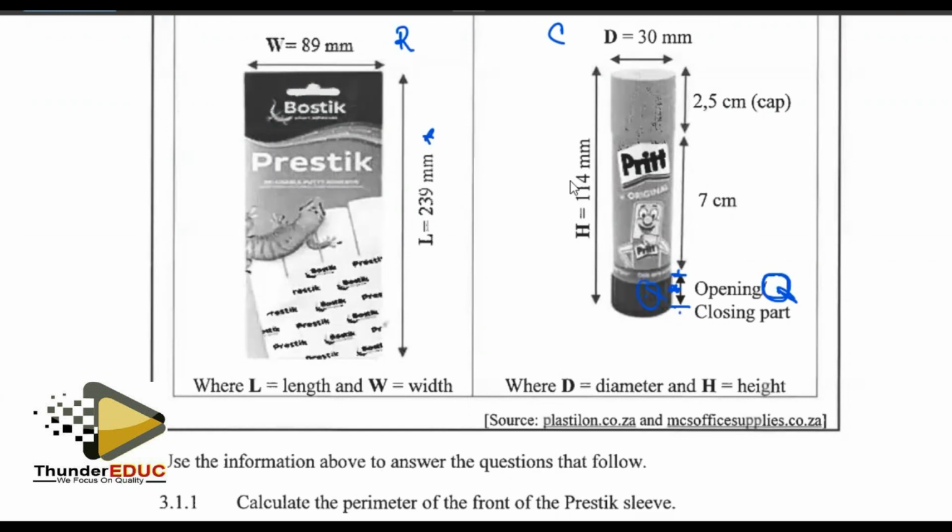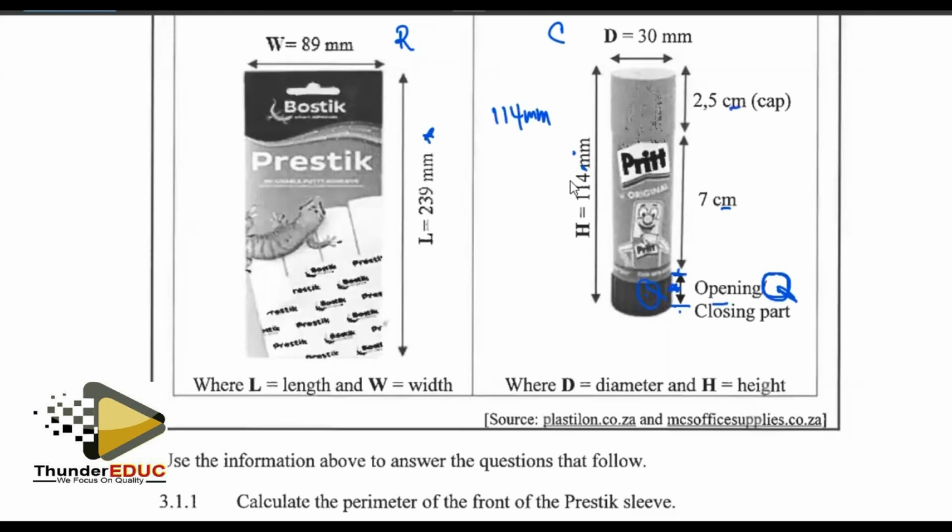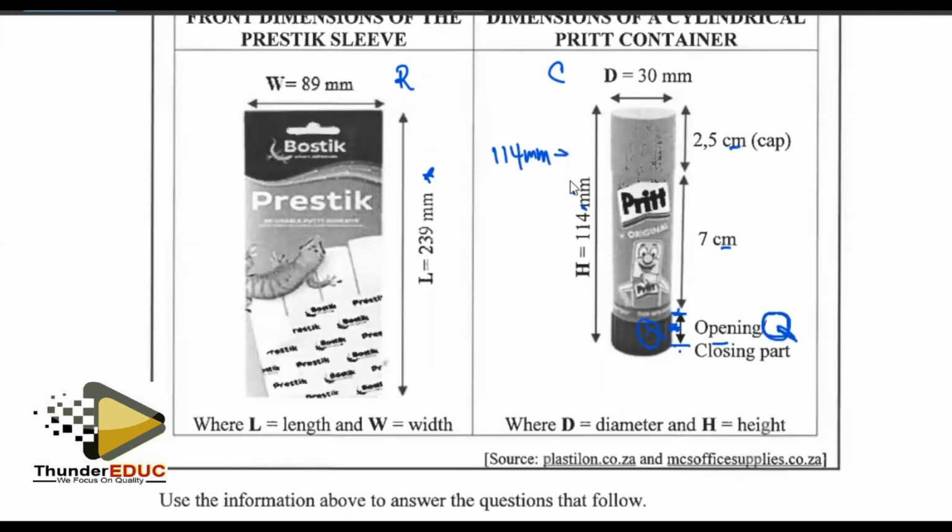So when I add my Q plus my 7 plus my 2,5 centimeters, I should end up having 114 millimeters. But look at this. These are centimeters. Also, this has to be in centimeters. But these are millimeters. What you're going to do is change the millimeters to centimeters. So I need to change my 114 millimeters to centimeters. How do you change millimeters to centimeters? I'll need to divide by 10. So here I end up having 11,4 centimeters.